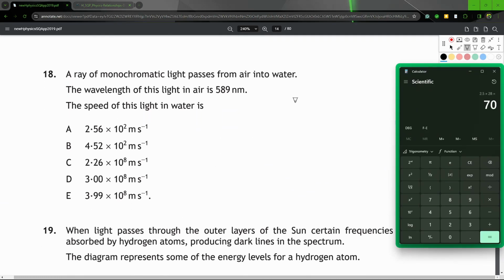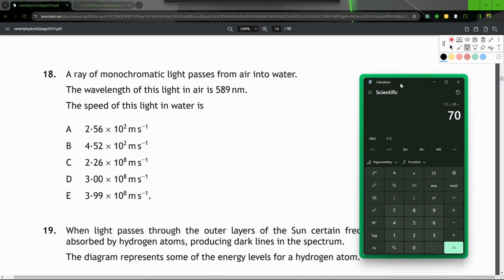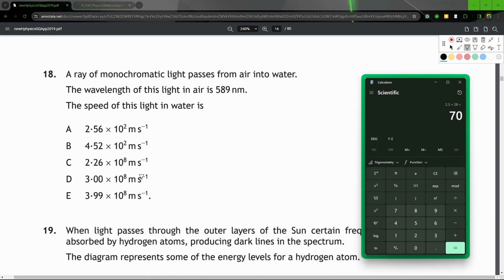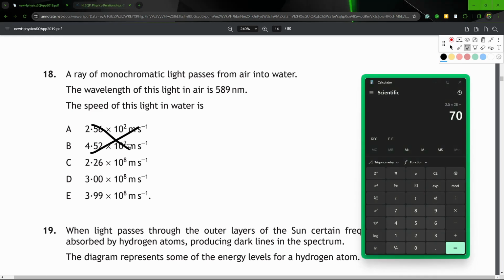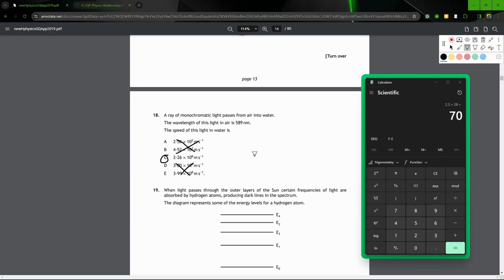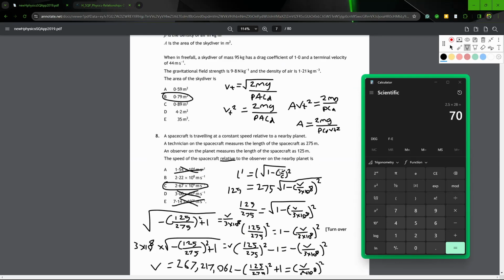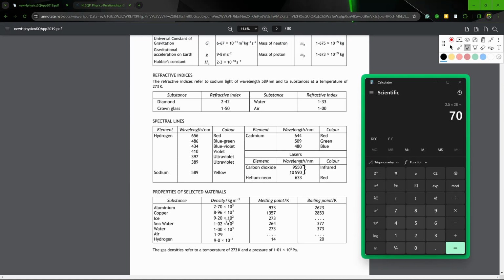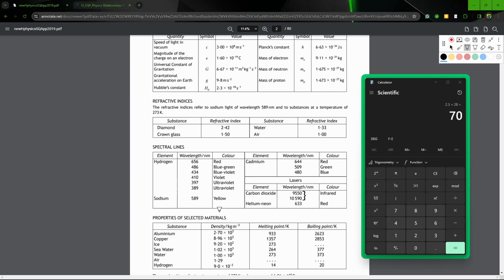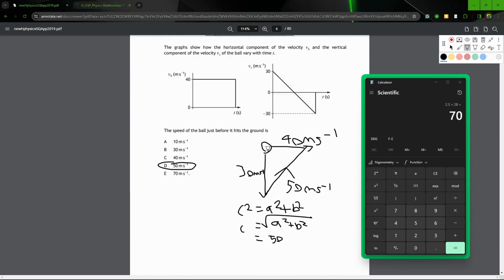Number 18. A ray of monochromatic light passes from air into water. The wavelength of this light is 589 nanometers. The speed of this light in water is something. So I'm going to eliminate A and B straight away. They're far too slow to be the speed of light, and actually you can already tell that 18 is C, because it can't be faster than the speed of light. It's going to be slower because it's going into a more optically dense medium, so you know it has to be C, but I'll go and work it out via calculation just in case. Because up here in our data sheet, the refractive index is 1.33.